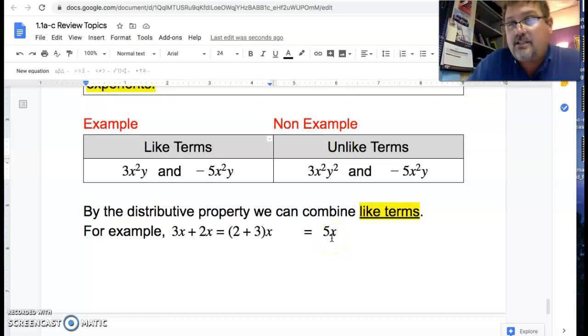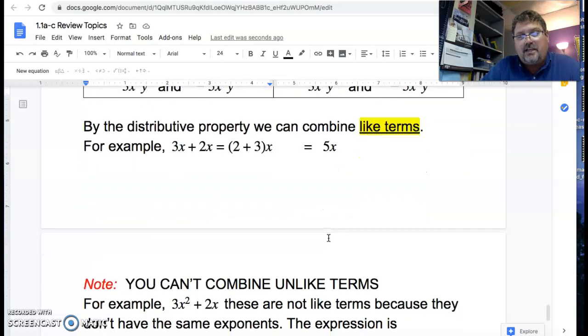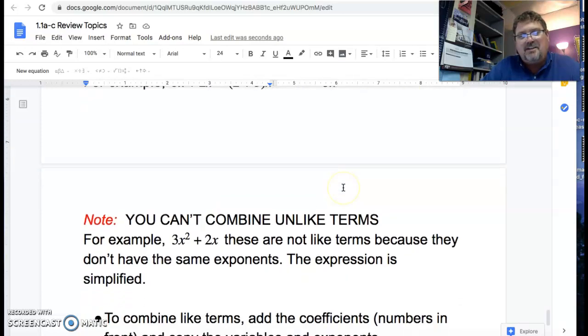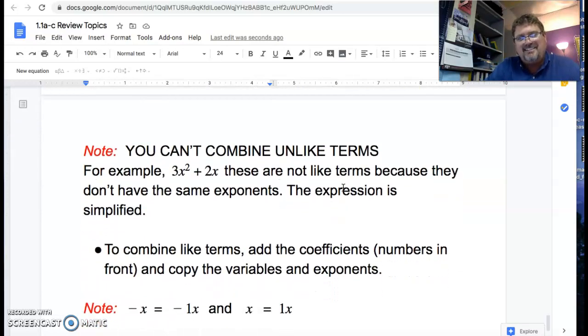Now, no one's going to expect you to do this right here like this. And if you were thinking about this, you said, well, you know, Mr. Ellis, it looked like to me, you could have just said 3 plus 2 is 5 and then write the x. That's exactly what you would do. So I came up with this definition here. There's probably a lot of math people that won't like this.